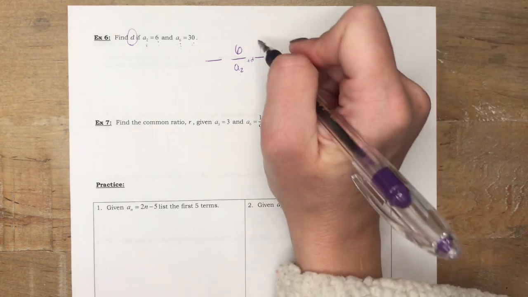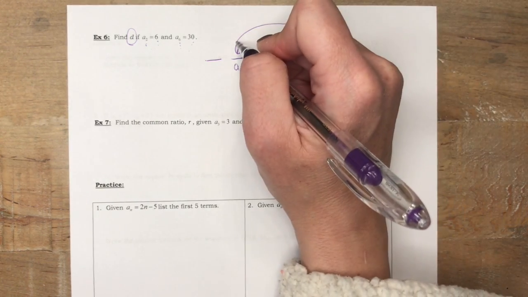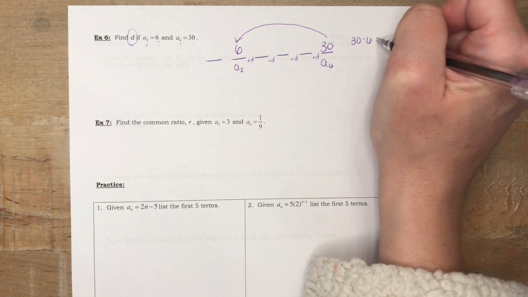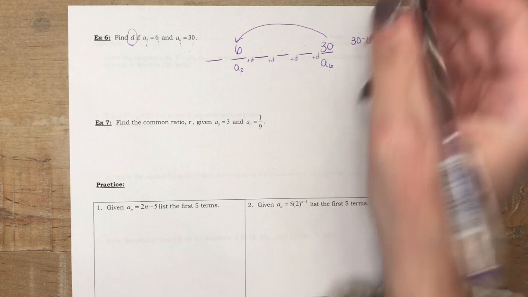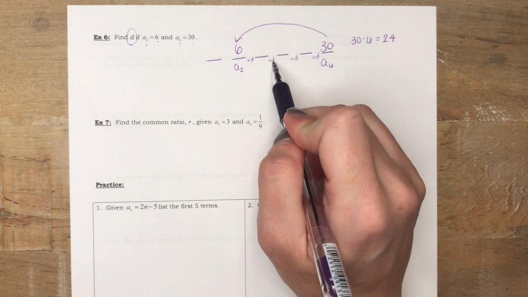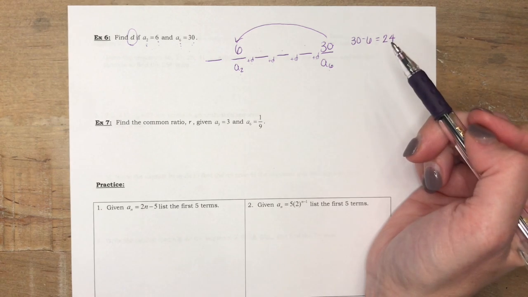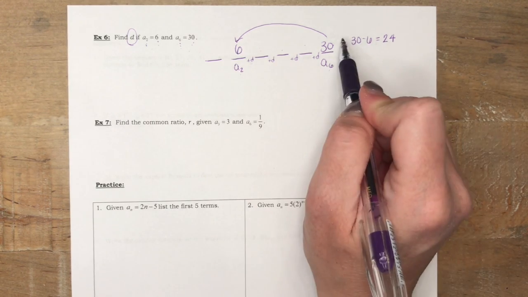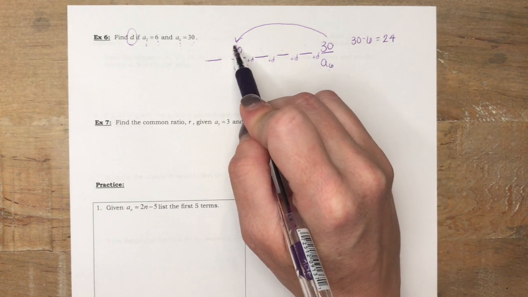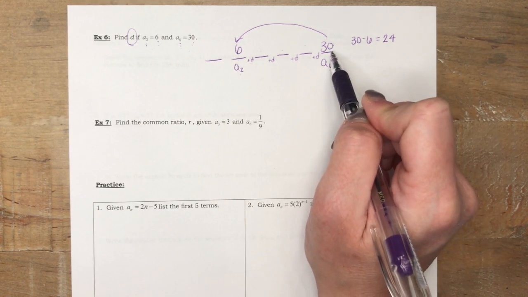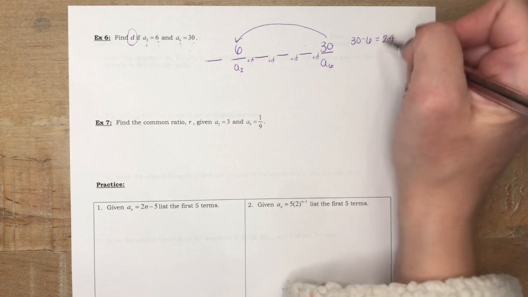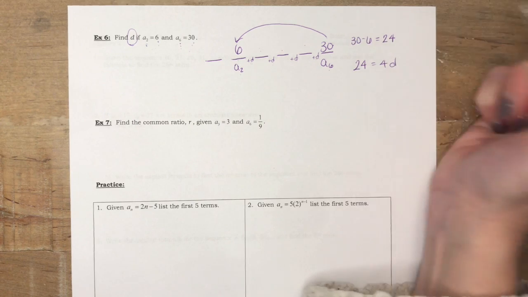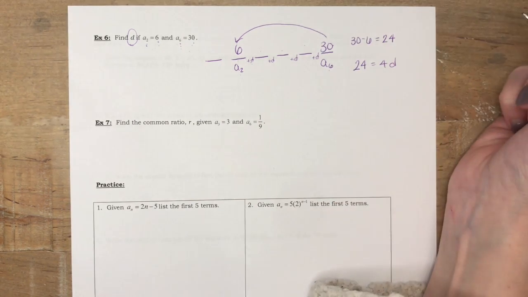So what is the difference between 30 and 6? So let's go backwards. So 30 minus 6 is 24. So I have to add the same number 4 times to get 24 worth to get from this spot to this spot, right? So we can essentially say that 24 is equal to 4 D's because I added D 4 times.